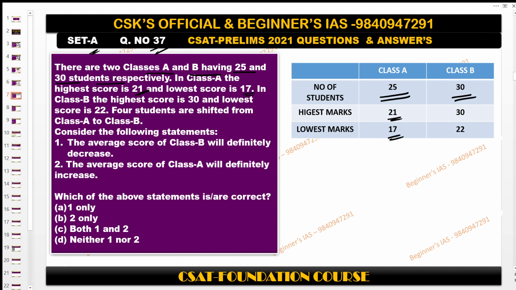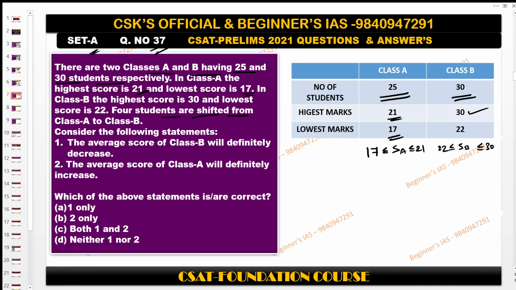So here you can form it like this: 17 less than or equal to class A average, less than or equal to 21. Then with respect to class B, the highest score is 30 and the lowest score is 22. Simple. Now move on with the question.